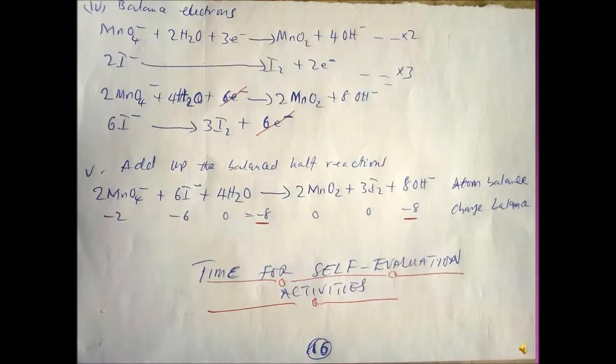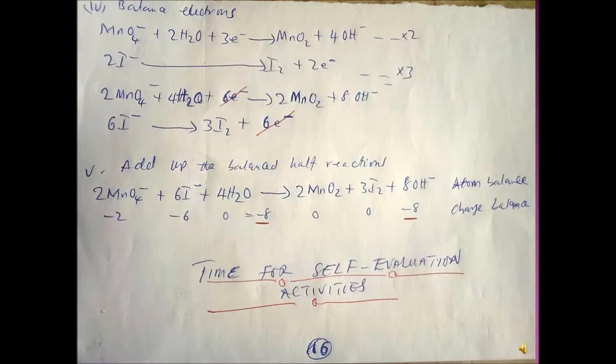Now after doing that, you go to the last step, which is adding up the 2 balanced half reactions together. So by the time we add it, we have 2 MnO4 minus plus 6 iodide ions plus 4 molecules of water to give 2 MnO2 plus 3 iodine molecules plus 8 hydroxyl ions. Now if you check it, you discover that the atoms, or the mass, is balanced.